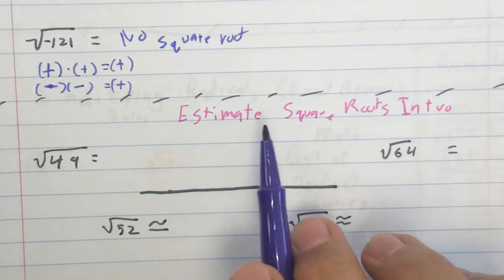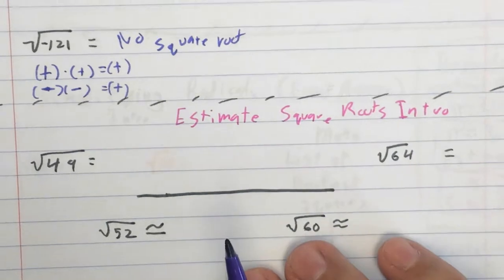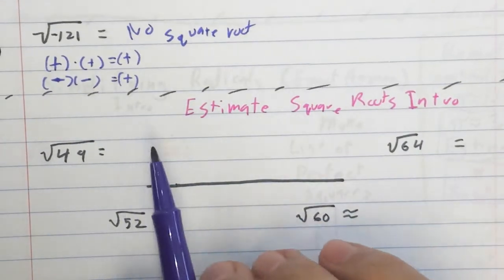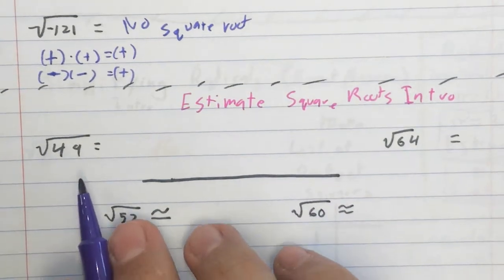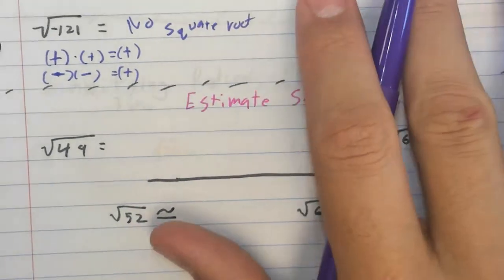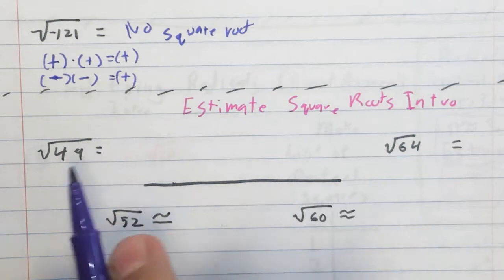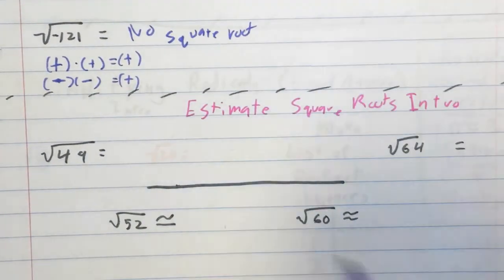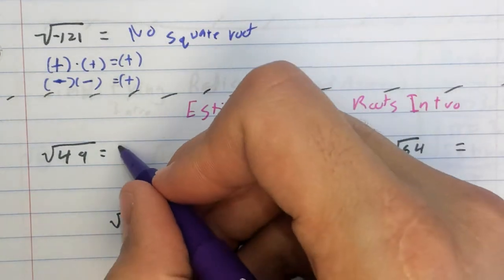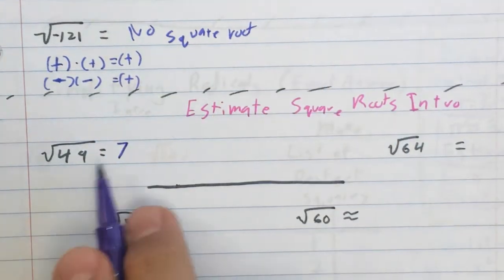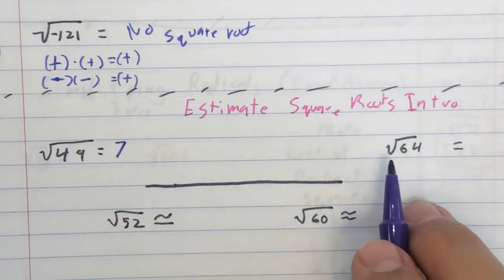Now we're going to estimate square roots. To estimate square roots, what I want to do first is get the square roots of these perfect squares. Perfect squares are numbers where, when I take the square root, I get an integer, or a whole number. For example, the square root of 49 would be 7. 7 times 7 is 49.